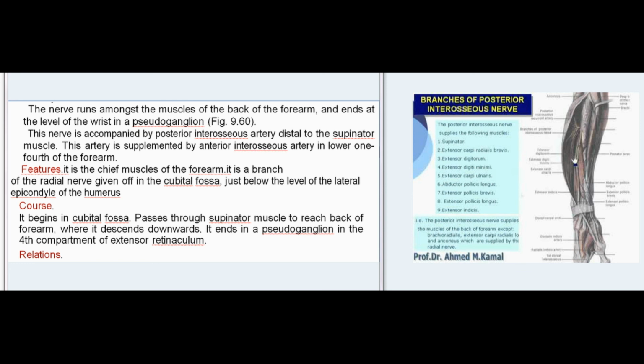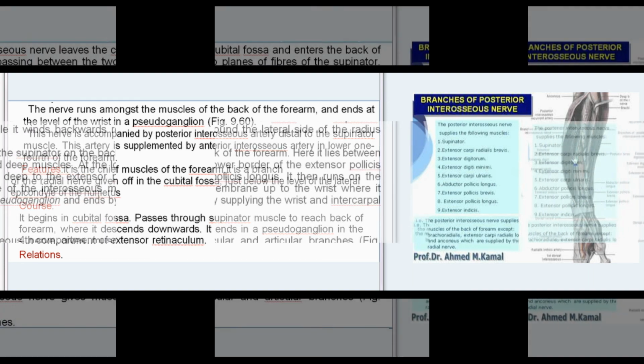It is a branch of the radial nerve given off in the cubital fossa, just below the level of the lateral epicondyle of the humerus. Course: It begins in the cubital fossa, passes through the supinator muscle to reach the back of the forearm, where it descends downwards. It ends in a pseudoganglion in the fourth compartment of the extensor retinaculum.